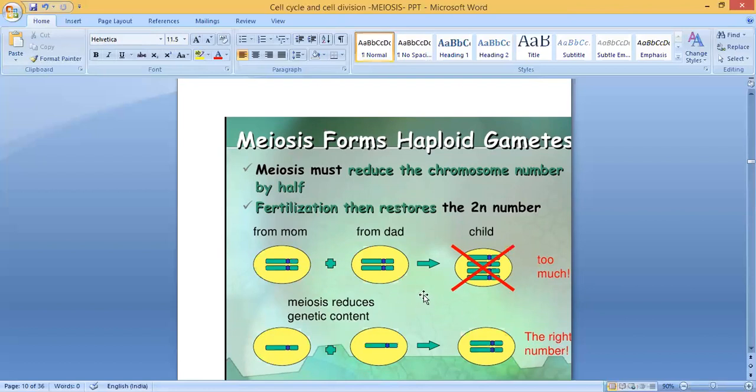It reduces genetic content. So this one cell is getting one chromosome. Here the second cell is also getting one chromosome. Then the child is getting two chromosomes, or one pair of chromosomes. Okay, this is the right number. So here reduction division takes place. That is why meiosis is called a reduction division.